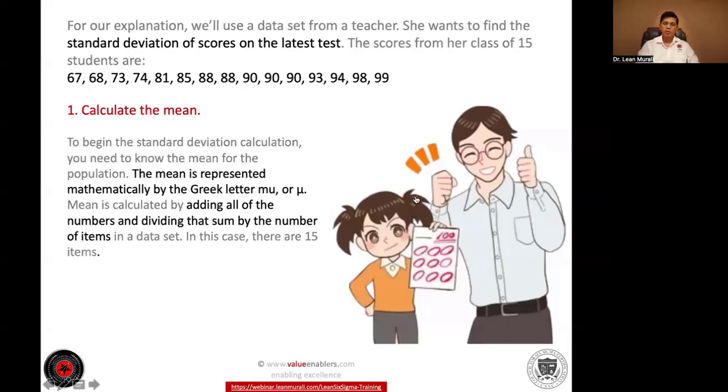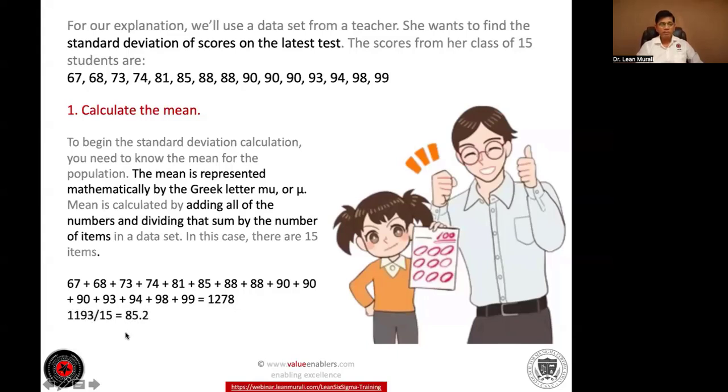Okay. So you know the mean. The first step is clear. Here it is: you are adding everything and dividing by the total number, which is 15. In total you get 1278, and then you divide that by 15, and you will get 85 point something. We'll calculate it, no worry. There seems to be some discrepancy between 1278 and 1193, we'll correct it. Whatever it is, add everything and divide it by 15.